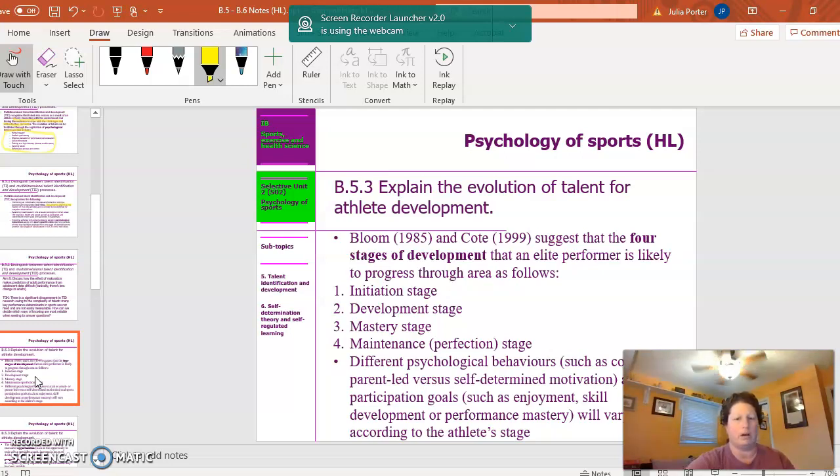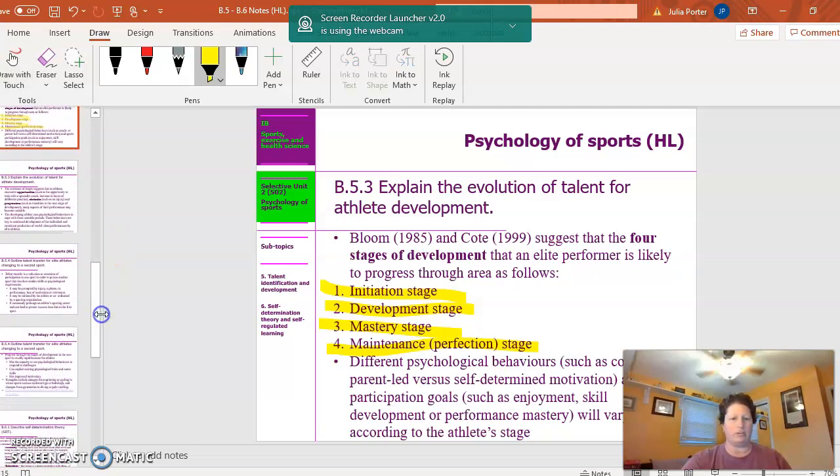And this development of elite athletes goes through 4 main stages. These stages were thought up by Bloom and Coate, who are well-known psychologists in understanding stages of development of individuals, whether it be just general overall development or athletic development, or even just educational development. So they look at these 4 stages that each athlete goes through: the initiation stage, the development stage, the mastery stage, and the maintenance stage.